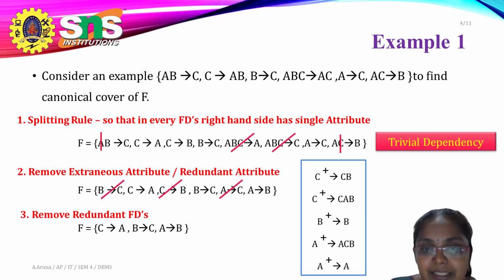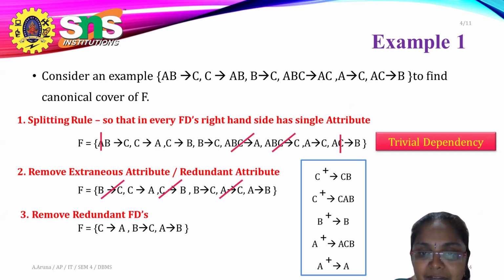While splitting the rule, as I said, the first step is to convert the right hand side into a single attribute. Here the right hand side has 2 attributes, and here also the right hand side has 2 attributes. So we're going to rewrite as AB tends to C, C tends to A, C tends to B, B tends to C, AB tends to A, ABC tends to A, ABC tends to C, A tends to C, AC tends to B.